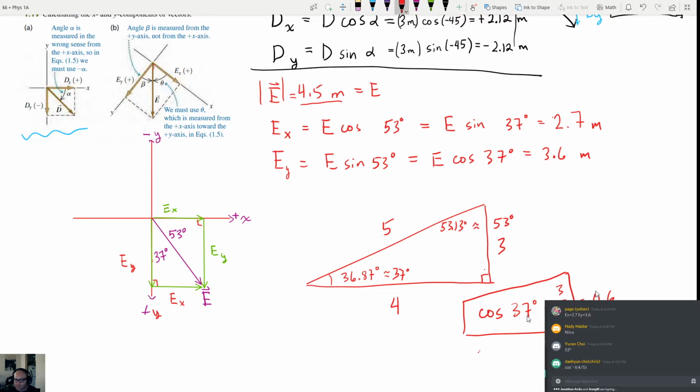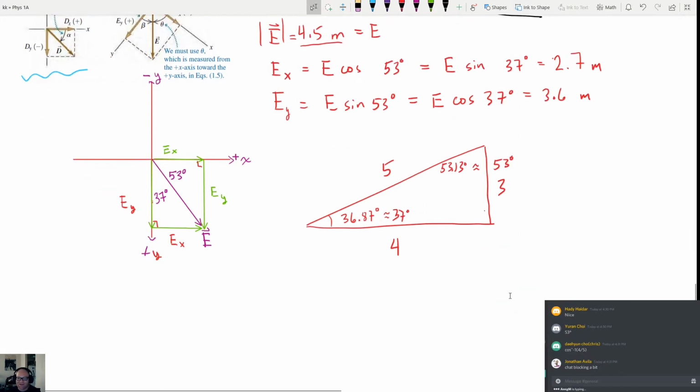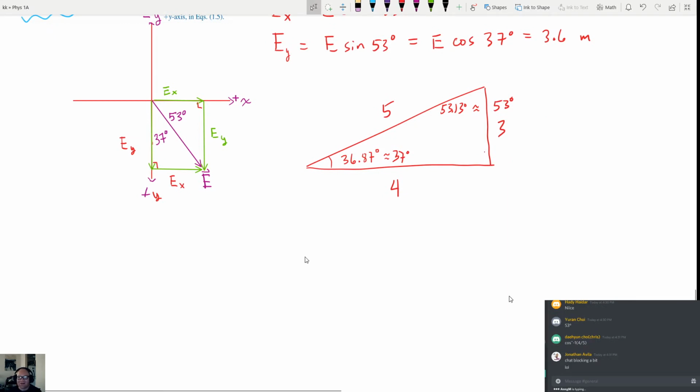And if we do cosine of 53 degrees, did I do this wrong? Yeah, I did, I'm sorry. Oh, chat's blocking things, yeah. It's good, because it was wrong. So it's okay if chat's blocking it, because it was completely wrong. Okay, sorry, let's do it with the sine. Sine's easier for me to see.